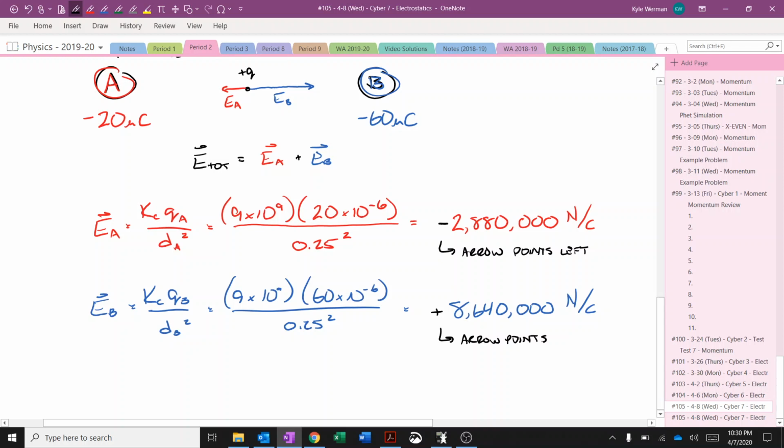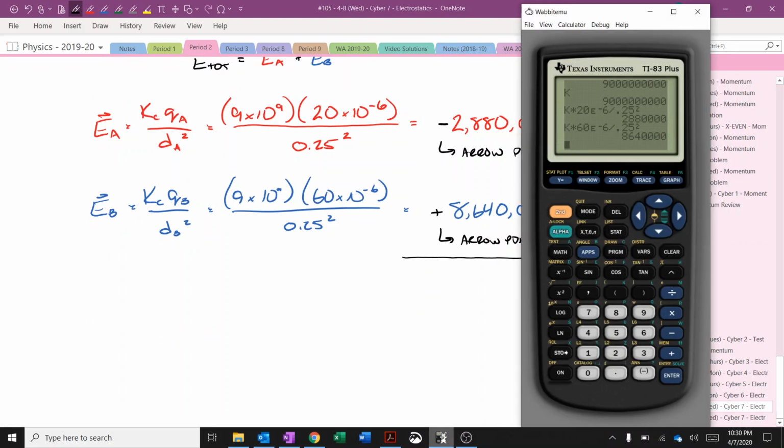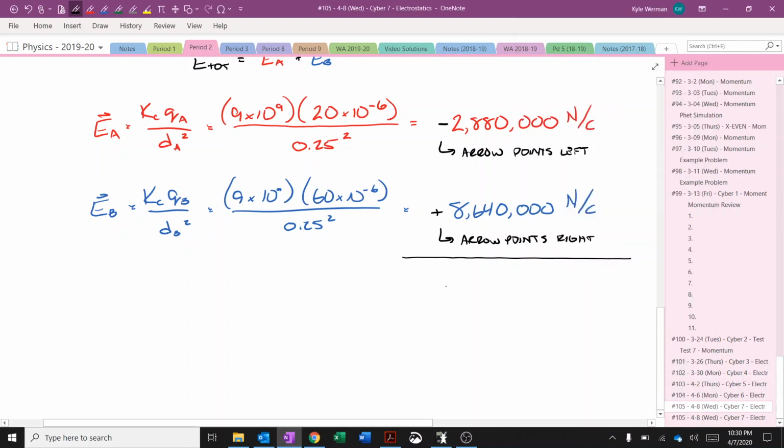Again, we're adding vectors. We've done this before. Hopefully this is not something you have to jog your brain too much about. And so now all I have to do is add the numbers, right? And so if I take that number and I'm effectively subtracting this value, I get 5,760,000 newtons per coulomb, and it ends up being positive as I've calculated it here in my table.